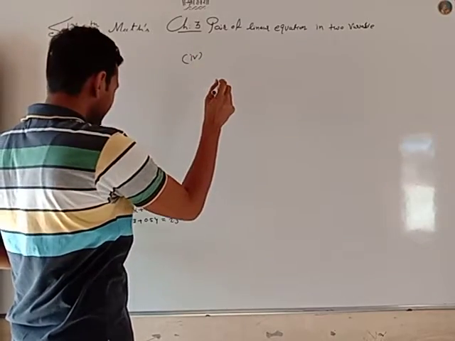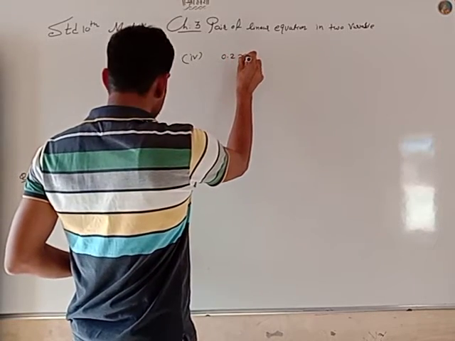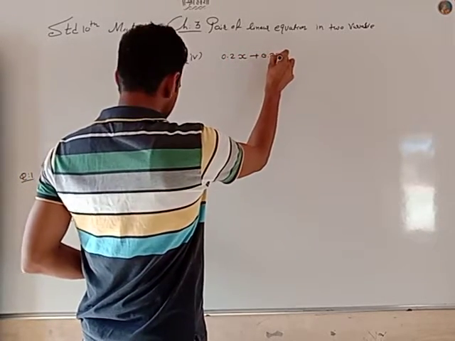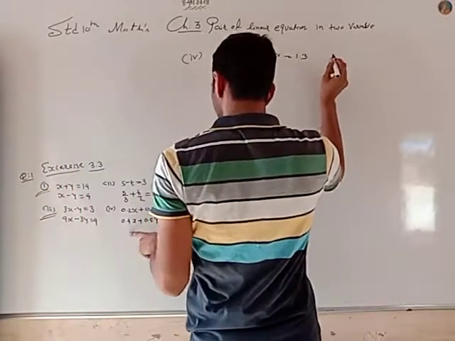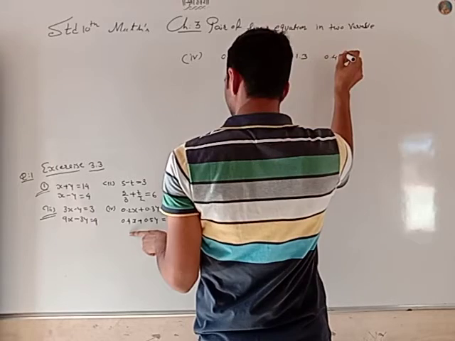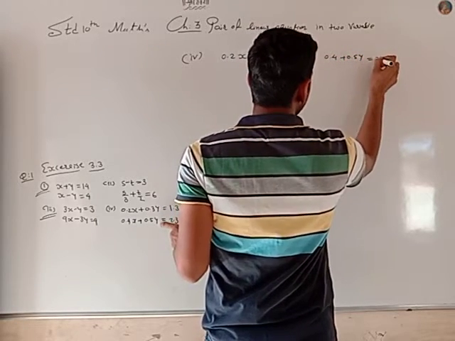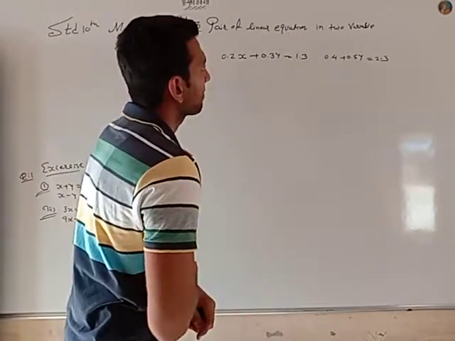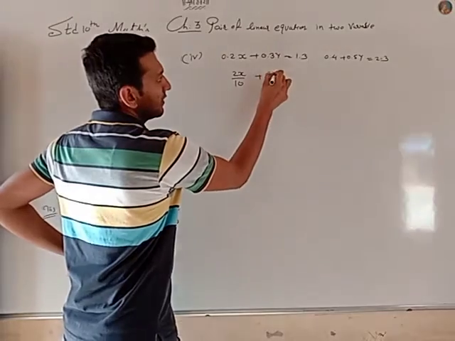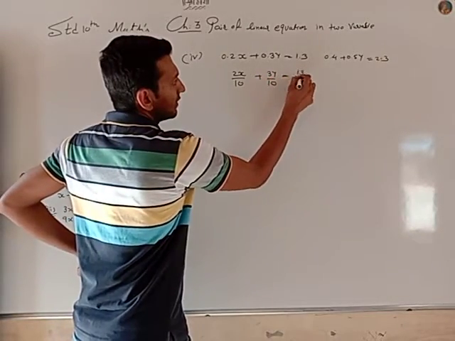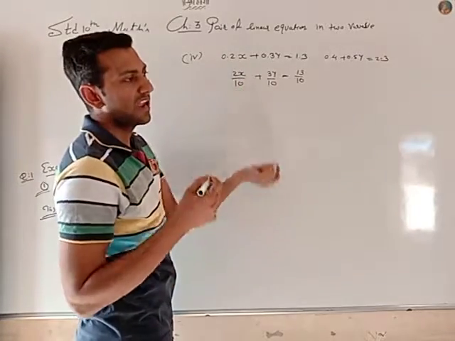Fourth one, exercise number 3.5. 0.2x plus 0.3y is equal to 1.3. And the second equation is 0.4x plus 0.5y is equal to 2.3. So can I write 2x by 10, 3y by 10, 13 by 10. If you don't know how to come to this 10, I can't do anything.